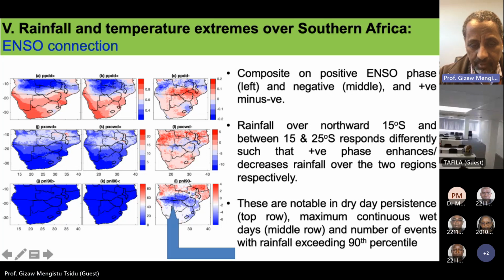You see, blue is negative. That means La Nina is greater than El Nino. The number of events with rainfall exceeding the 90th percentile, heavy rainfall, for this part of the SADC region is more than during the El Nino period, which is as expected, actually, but here the red ones are the opposite. A dry condition is prevailing here.